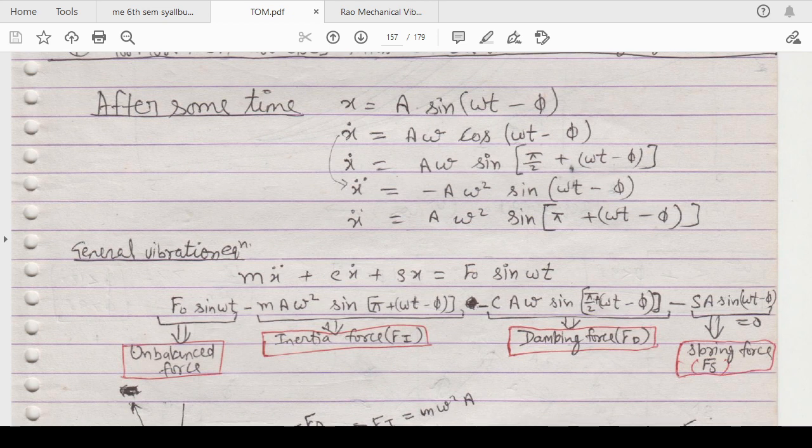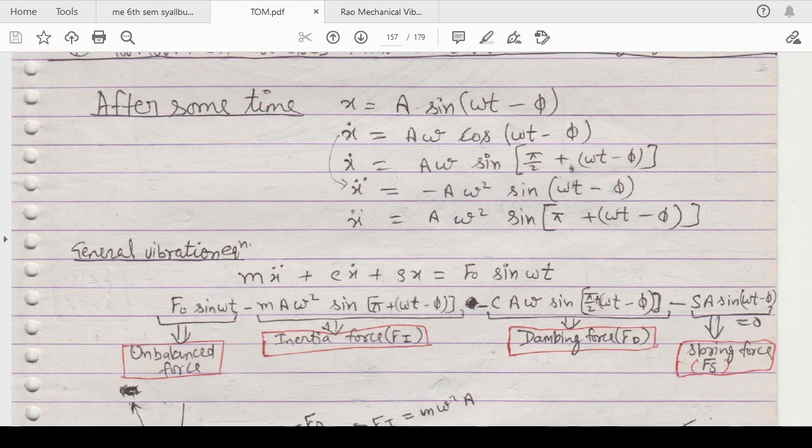Differentiating again, x double dot, which is your acceleration, equals minus A omega squared sin(omega t minus phi). It can also be rewritten as A omega squared sin(pi plus omega t minus phi). Similarly, x dot can be rewritten as A omega sin(pi by 2 plus omega t minus phi).